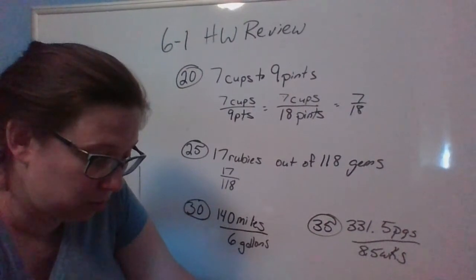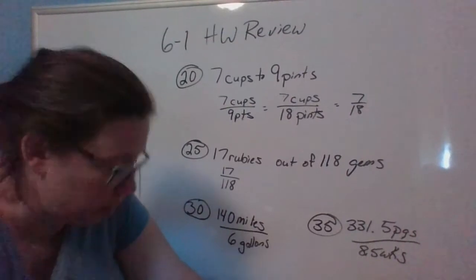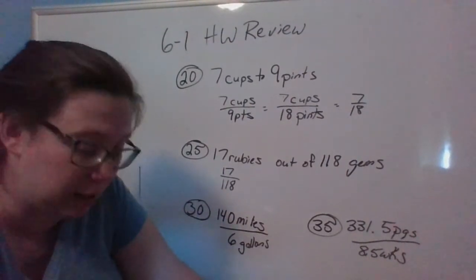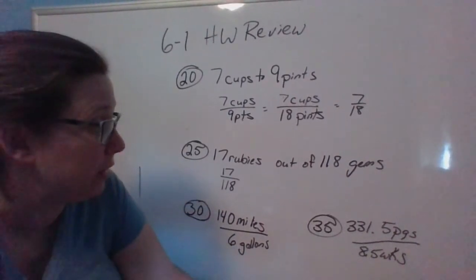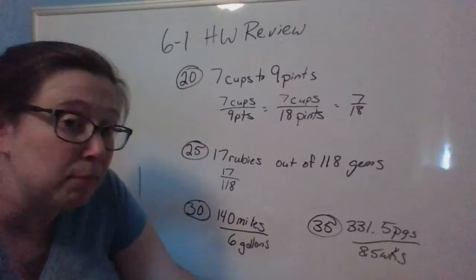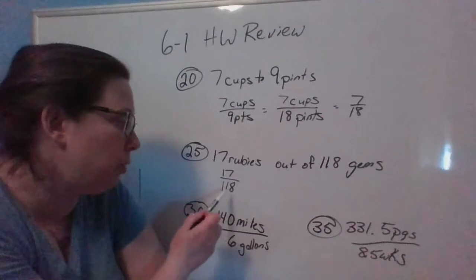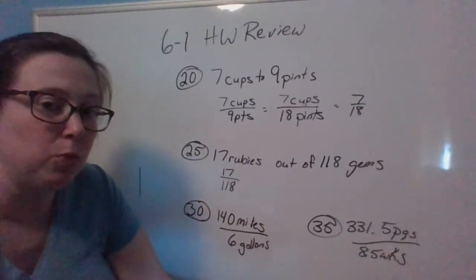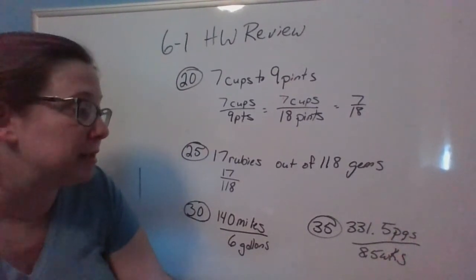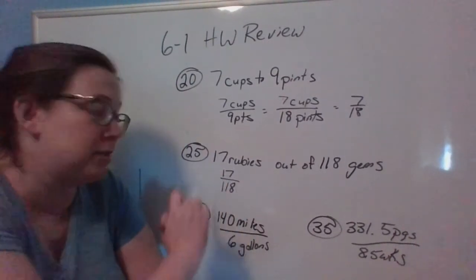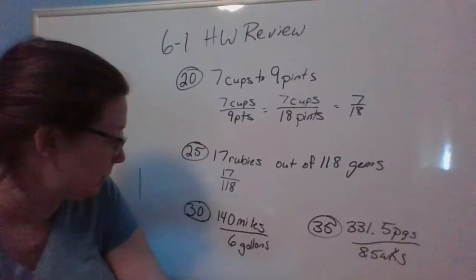When we do that, we need to think about whether or not there is a common factor at all between 17 and 118. 17 is a prime number, so the only things that go into it are 1 and 17. Obviously, 1 goes into 118, but we would want to think about whether or not 17 goes into 118. It does not. So that means that this is already reduced, and that's it, 17 to 118.